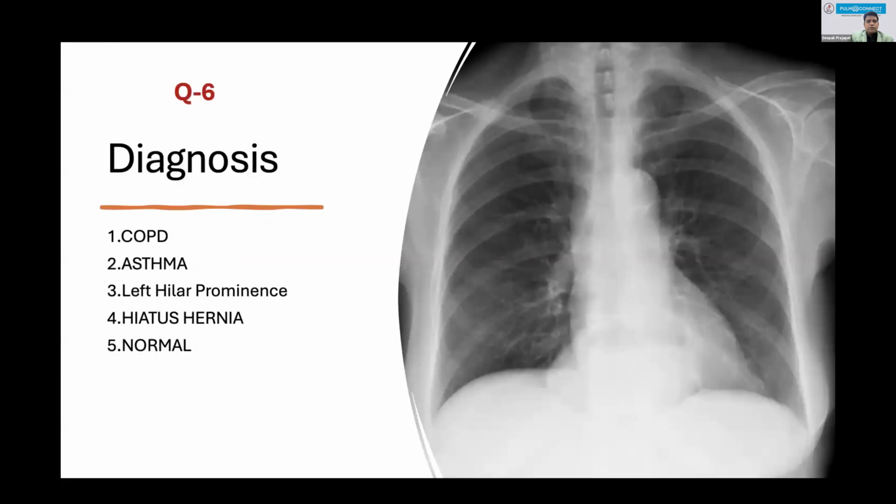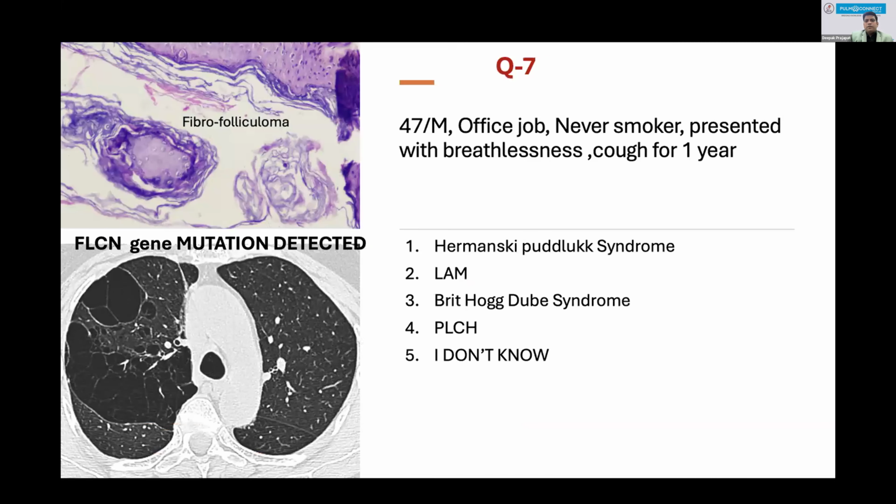So this is the explanation for this. The sixth question is the diagnosis. In this case it is the hiatus hernia. The seventh question, the 47-year male, office job, never smoker, presented with breathlessness. The folliculin gene mutation was present. The correct answer is Birt-Hogg-Dubé syndrome.